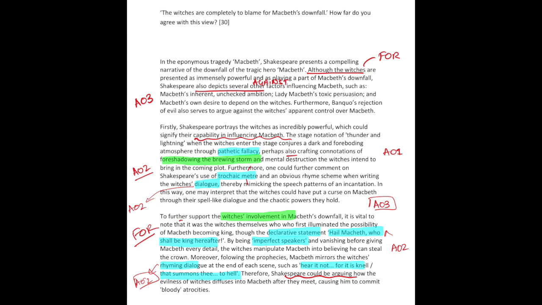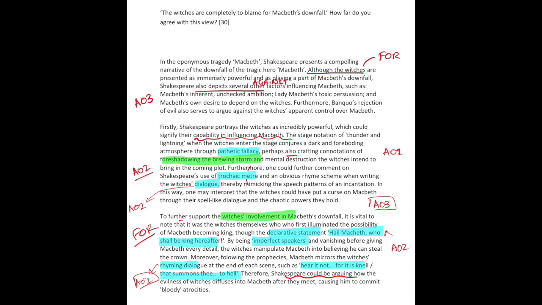In the eponymous tragedy Macbeth, Shakespeare presents a compelling narrative of the downfall of the tragic hero, Macbeth. Although the witches are presented as immensely powerful and as playing a part in Macbeth's downfall, Shakespeare also depicts several other factors influencing Macbeth, such as Macbeth's inherent unchecked ambition, Lady Macbeth's toxic persuasion, and Macbeth's own desire to depend on the witches. Furthermore, Banquo's rejection of evil also serves to argue against the witches' apparent control over Macbeth.